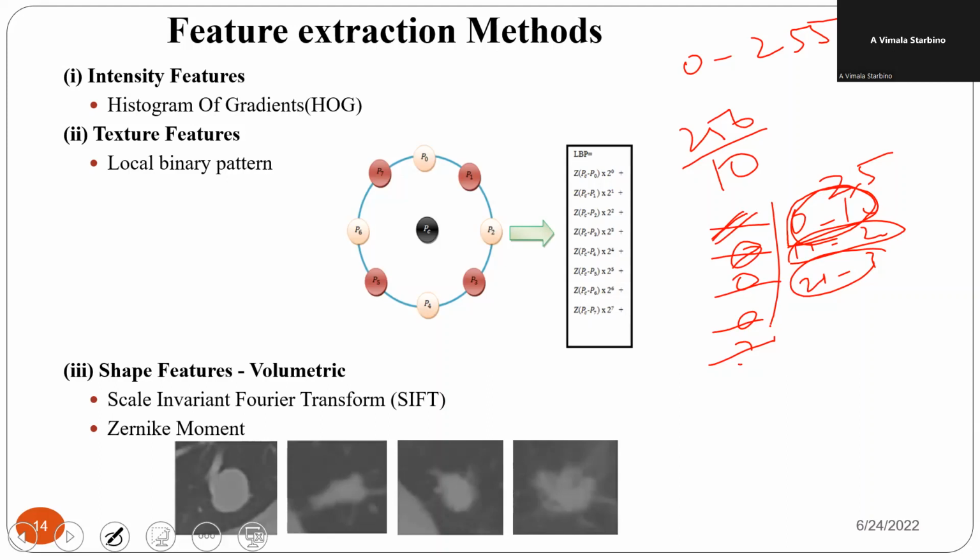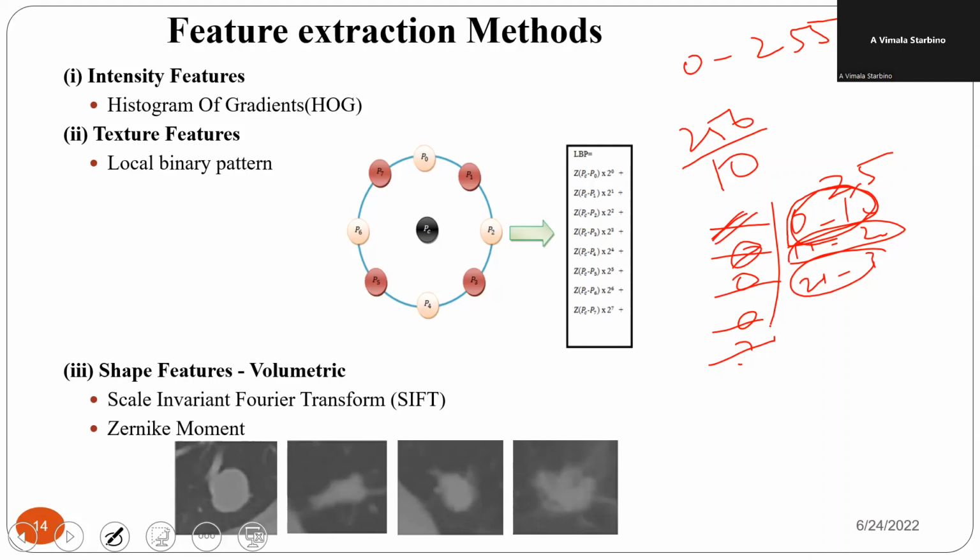So those edges, those high values, will be segregated and taken as the features for the intensity feature values. In this way, we got the intensity features from the histogram of gradients. And coming to the texture feature, texture is nothing but a repeated pattern. For example, all the grass will be of the same pattern, right? So these things we call texture features.